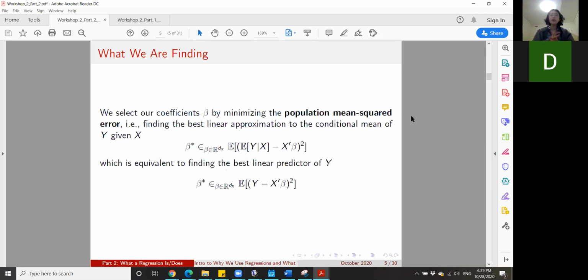So we're trying to find our beta or beta star, as the case may be, and it's actually equivalent to minimizing. There are two ways to think about it, and they're equivalent. One is finding the best linear approximation, and one is finding the best linear predictor. In either case, you're minimizing the population mean squared error, which basically means you're minimizing the expected distance squared.